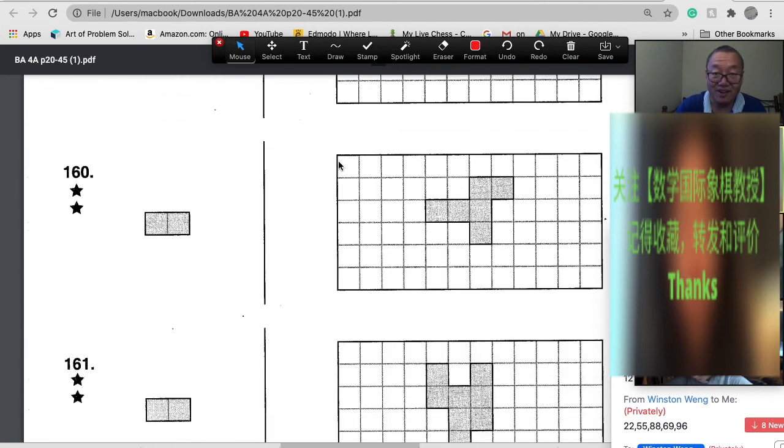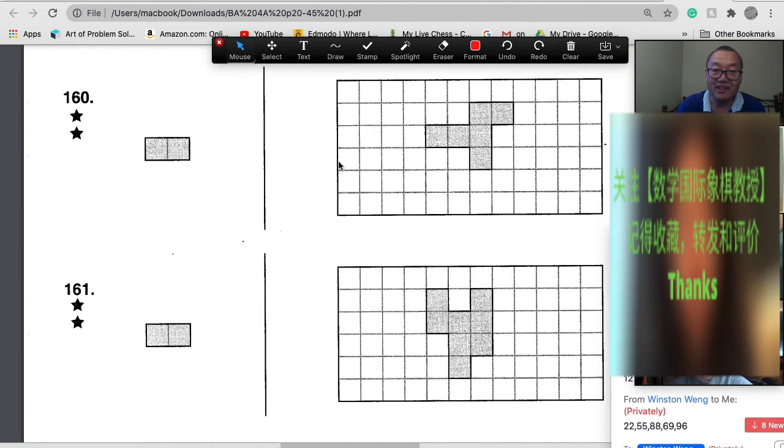Now let's see 160. This one is harder. Everybody think about this 160 and 161. How to do this one? Samuel, I think that's not right. Okay. Audrey, this one's right. Draw here. Put that one here. Then this new shape will have a rotational symmetry.